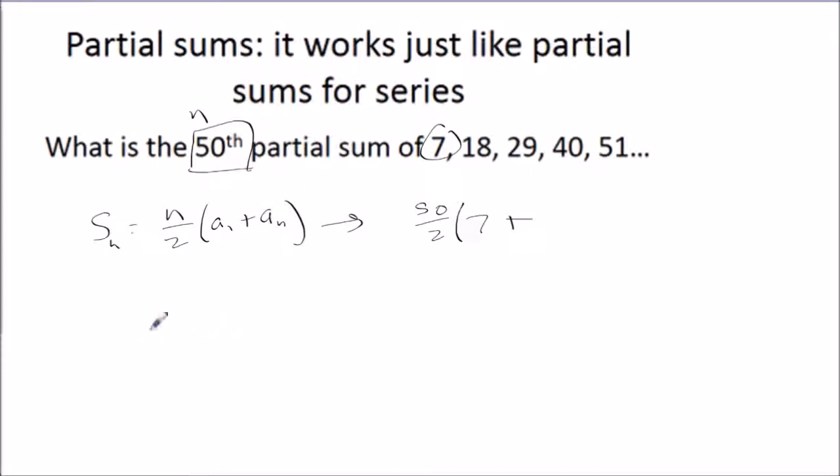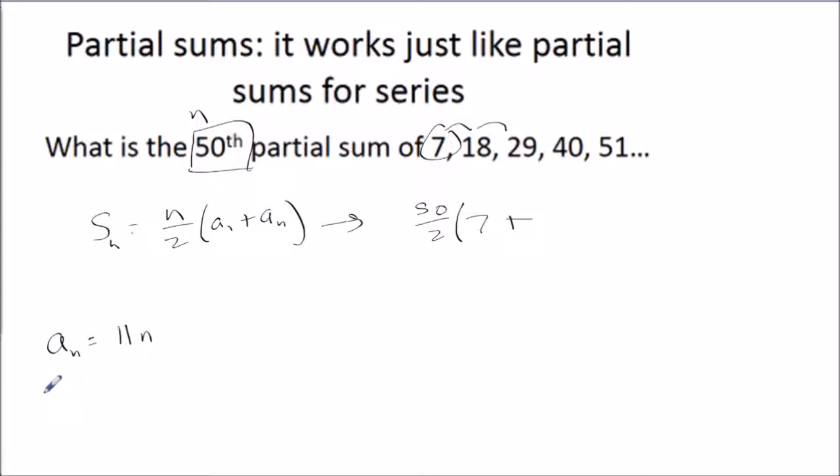Okay, so what do we know? We're going to have to write down a function rule for this. So what do I know about that? I know that the nth term of that sequence, let's see, looks like it has a common difference of 11. So it's going to be 11n plus or minus something.